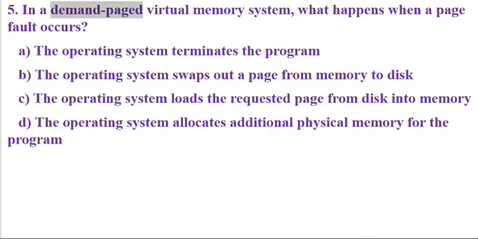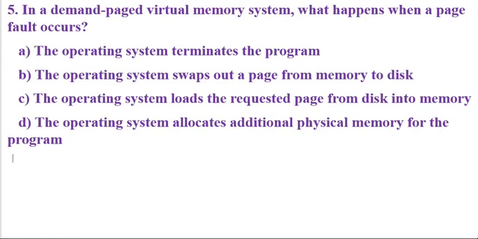5. In a demand-paged virtual memory system, what happens when a page fault occurs? A. The operating system terminates the program. B. The operating system swaps out a page from memory to disk. C. The operating system loads the requested page from disk into memory. D. The operating system allocates additional physical memory for the program.